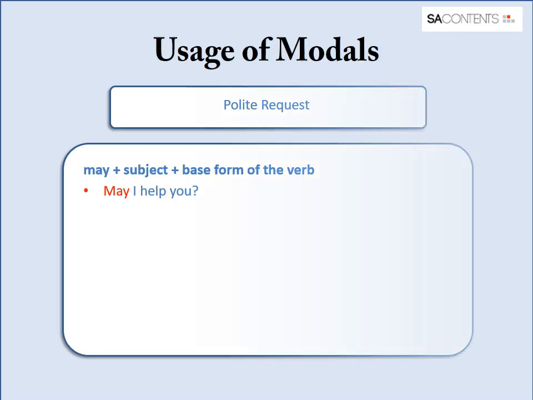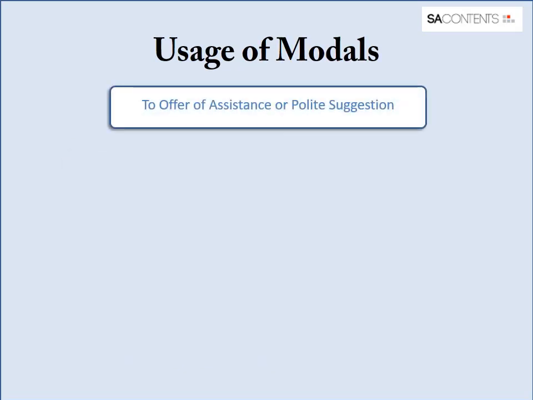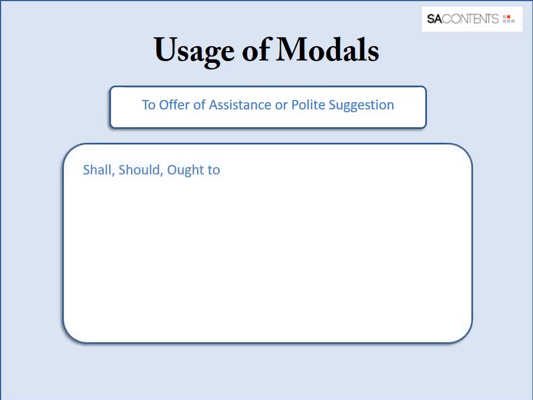Now let's understand the modals which we would use to offer assistance or for polite suggestion. Shall, should, ought to. The structure followed would be shall plus subject plus base form of the verb. Shall we go for a walk?